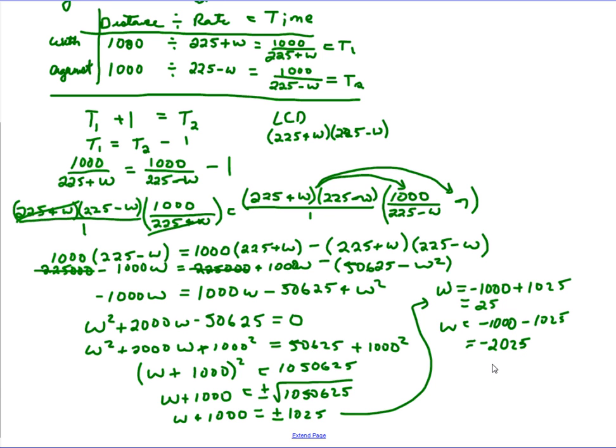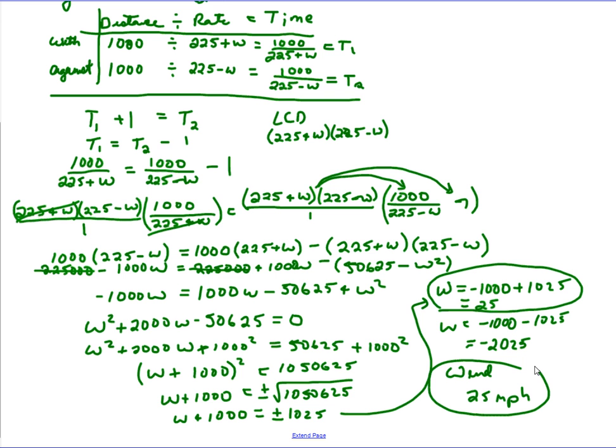Since we're not going to be taking wind in a negative direction, sucking us in the opposite direction of our 225 mile per hour plane, we'll probably go with the one that makes a little bit more sense right here and say that the wind speed must be 25 miles per hour. And that's the answer we were looking for.